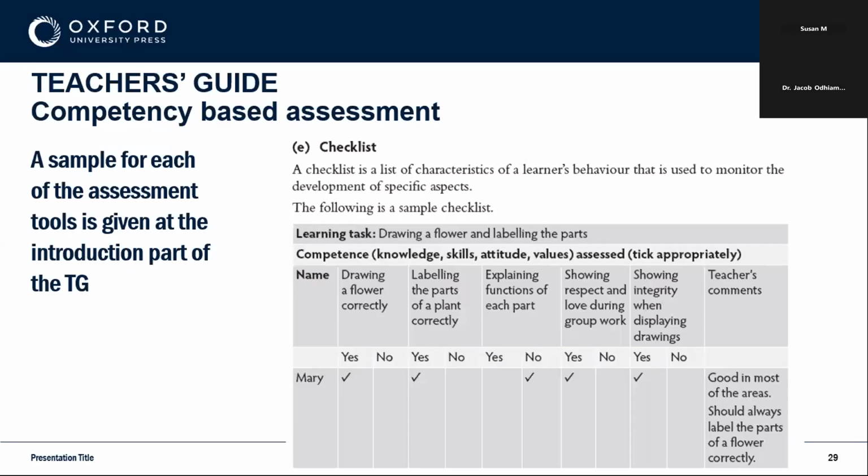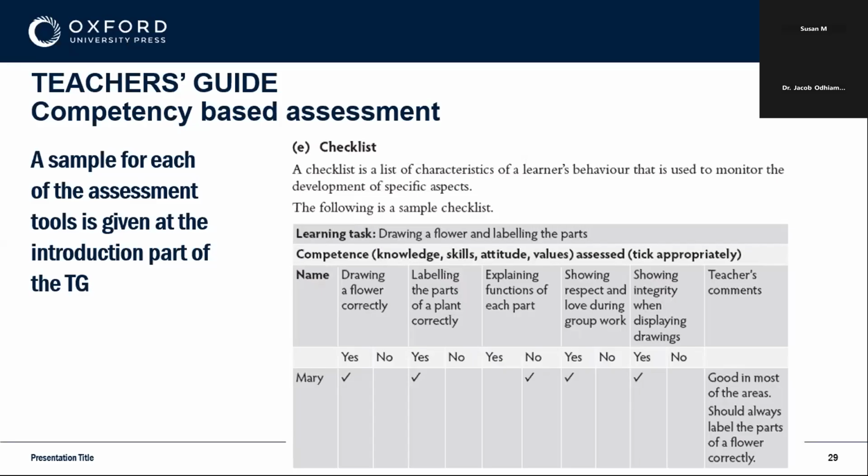And here we have an example. You cannot display all the samples given in the teacher's guide, but here you can see this is a checklist. Before the sample is given, there's a description. A checklist is a list of characteristics of a learner's behavior that is used in the development of specific aspects. So this one was a learning task: drawing a flower and labeling the parts.